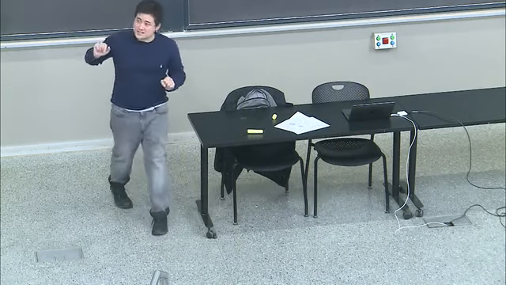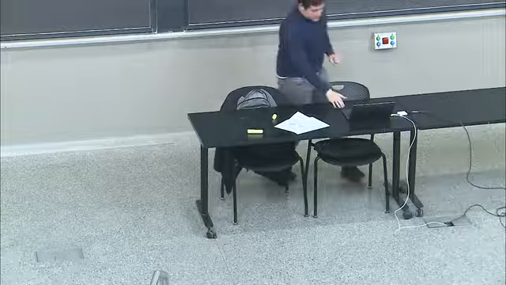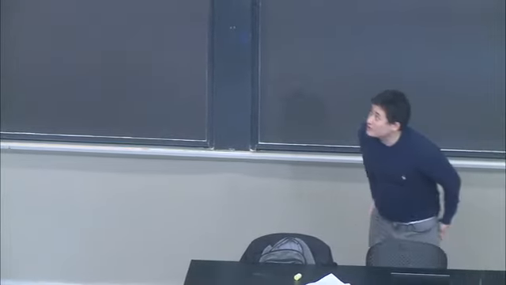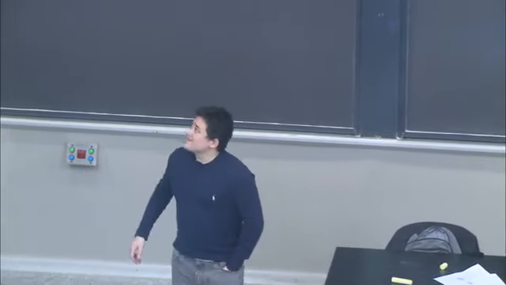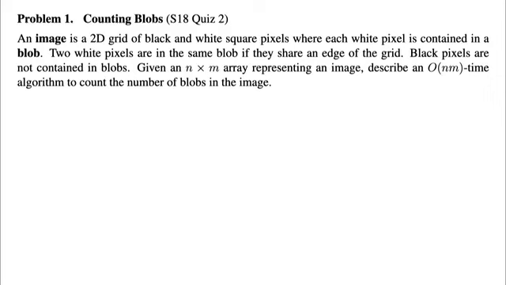All right, let's get to solving problems. These problems that we're going to solve are from Spring 18 Quiz 2, slightly modified, but we're just going to go through them one at a time. So the first problem, we have an image of black and white squares. So this is like a pixel grid. You think of it like a bitmap on your computer, right?